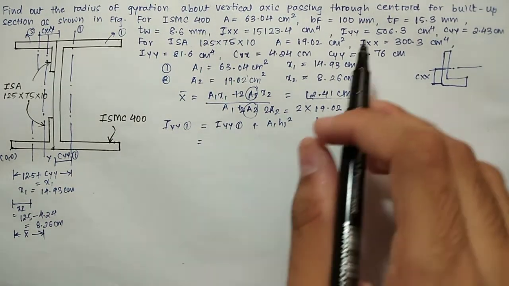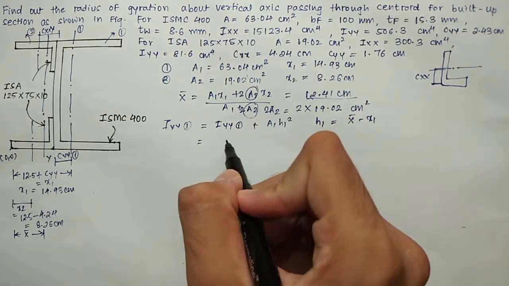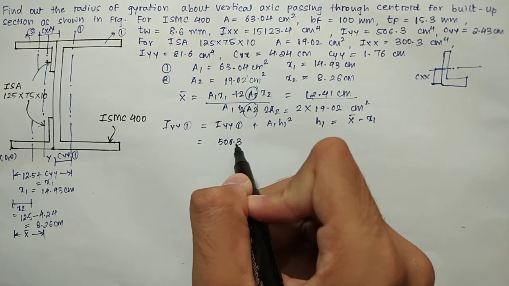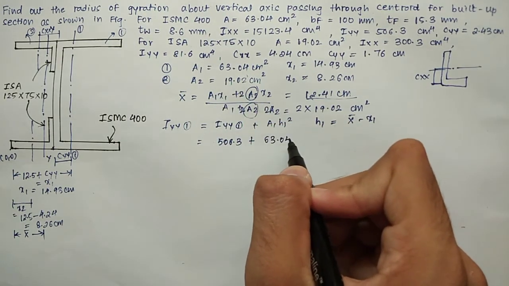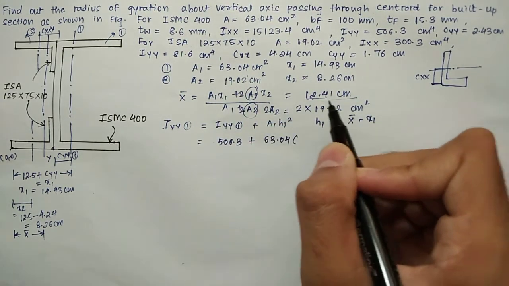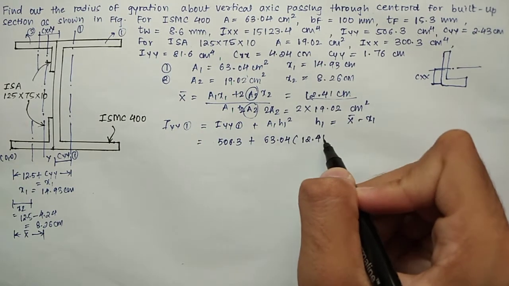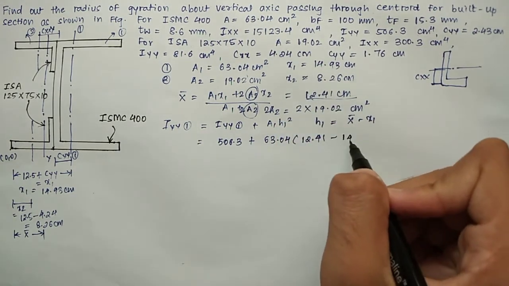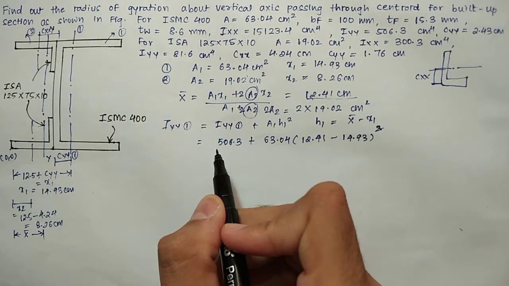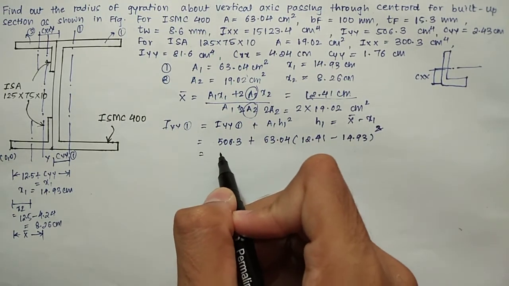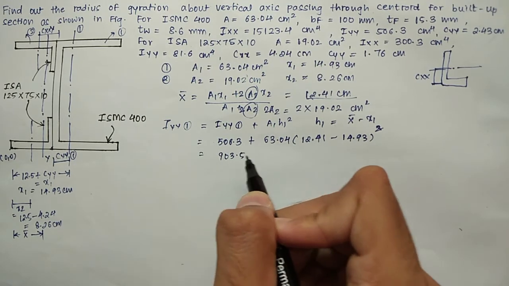Iyy1 is mentioned as 506.3, so 506.3 plus a1, that is 63.04, into h1 square, that is x bar minus x1, that is 12.41 minus 14.93 whole square. So we will be getting the value of Iyy1 as somewhat 903.5 centimeter raised to 4.